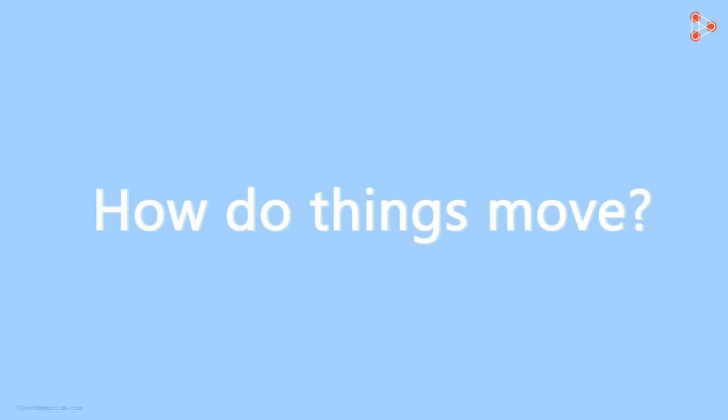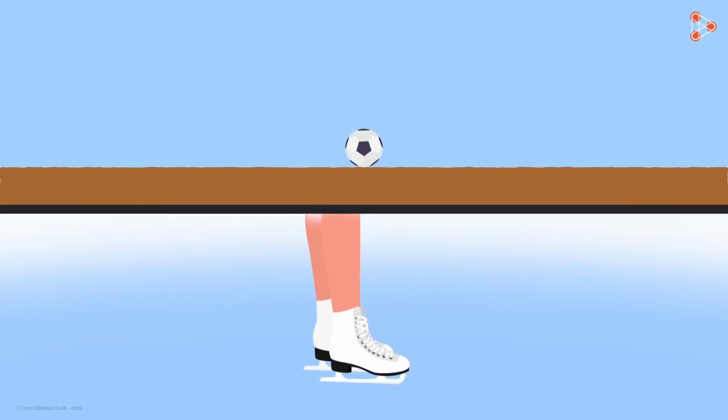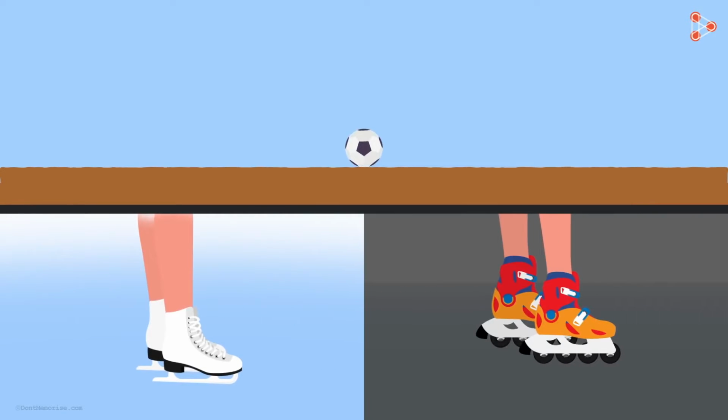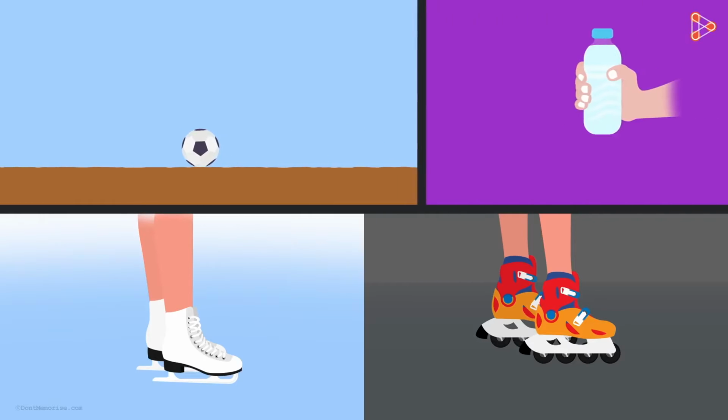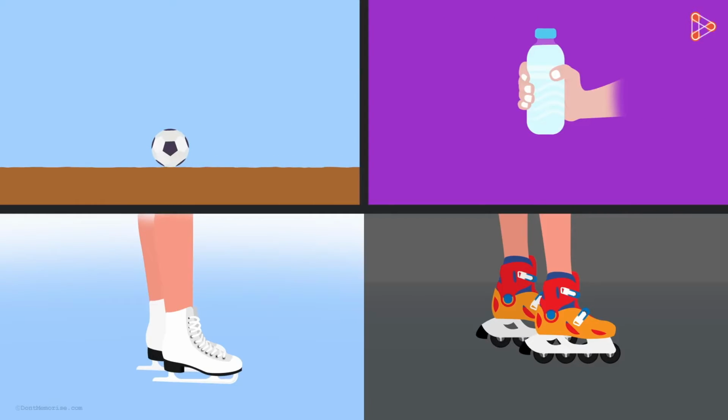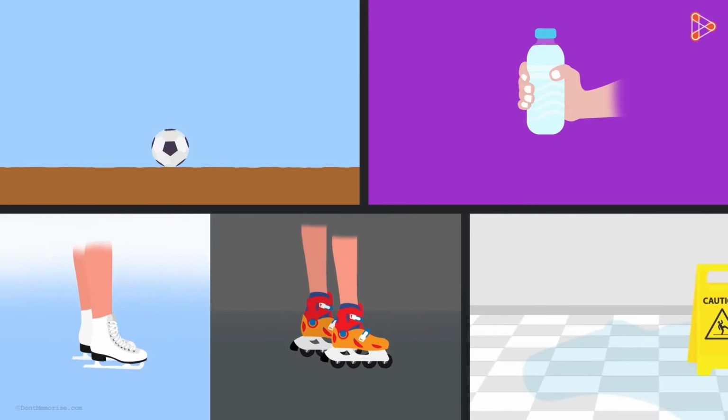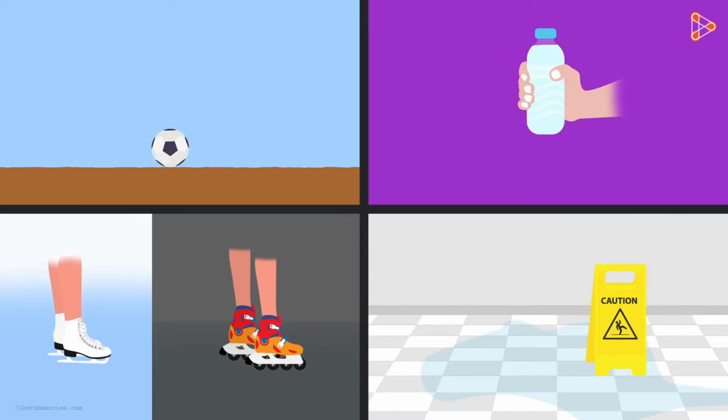How do things move in real life? Say a ball is moving on a flat ground and there's no external force acting on it. Will the ball eventually come to a halt? Yes, it will. Have you ever wondered why? Say you're skating on an ice rink and your friend is skating on the road. Whose movement do you think will be smoother? Definitely yours. When you hold a bottle in your hand, why doesn't it just slip through and fall? Sometimes when you're walking around in a mall, do you remember seeing a caution sign to warn you about the floor being wet? What explains all this?